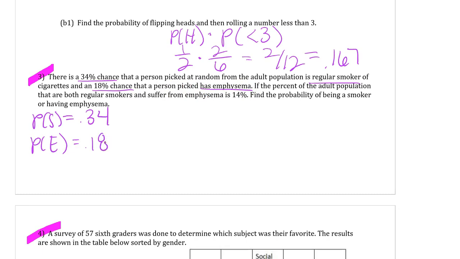If the percent of the adult population that are both regular smokers and suffer emphysema is 14%, find the probability of being a smoker or having emphysema. So the probability of S and E they gave me, that was 14. They want the or.